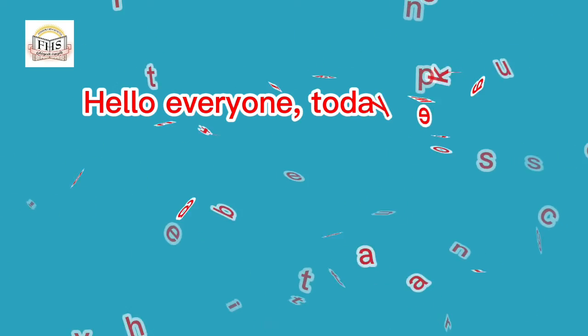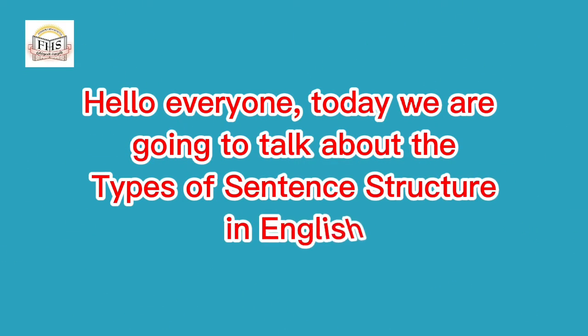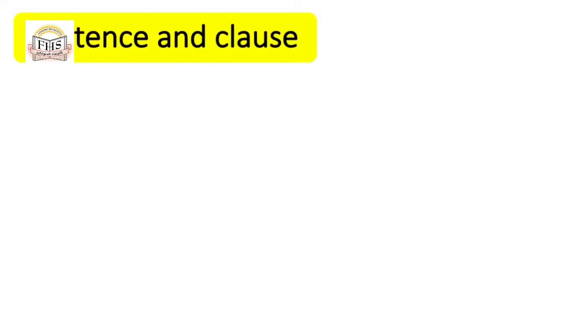Hello everyone, today we're going to talk about the types of sentence structure in English. We have four main types of sentence structure: the simple sentence, the compound sentence, the complex sentence, and the compound complex sentence. But before we explain the structures, we need to understand the difference between a sentence and a clause.